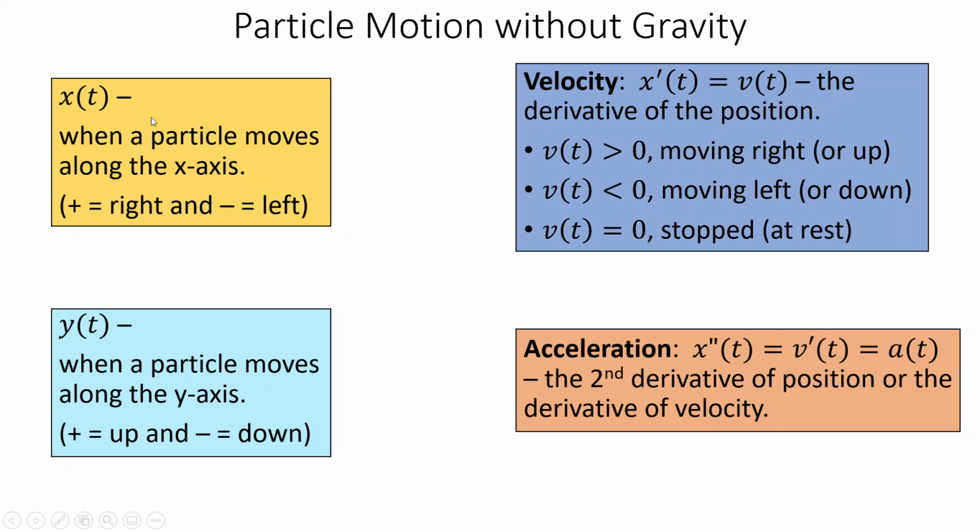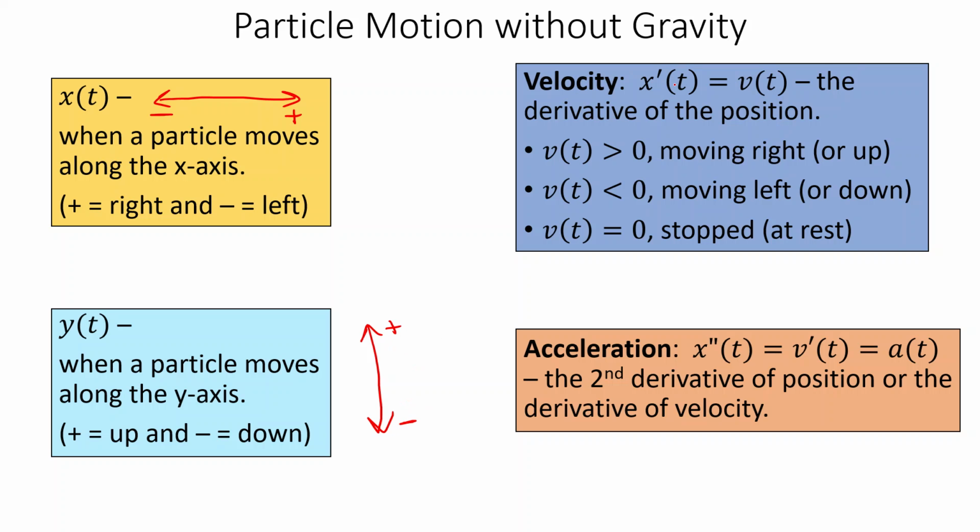Usually if we're going side to side, like if it's moving along the x-axis, we'll use x of t for our function. So we'll be moving left to right. If we're moving to the right, that's positive. If we're moving to the left, we usually call that negative. If we're moving up and down, we usually use y or h when we're using gravity. Positive would be up, negative would be down.